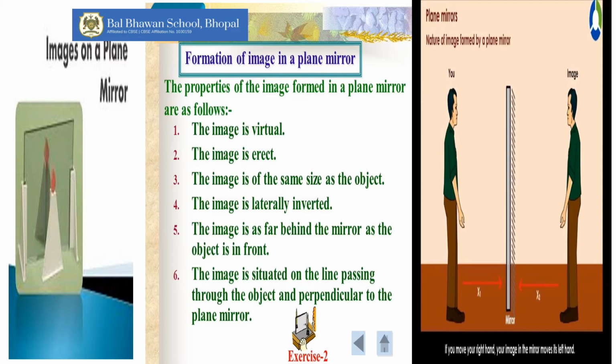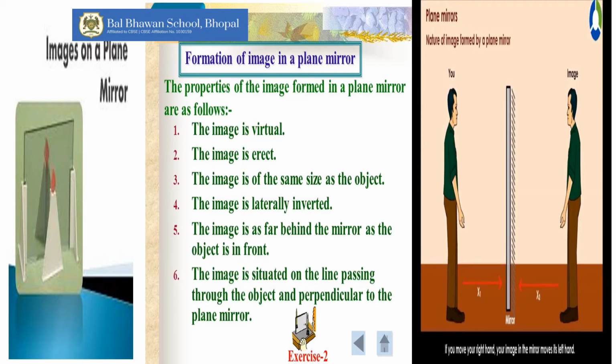Now, let us discuss what are the properties of the image which is formed by a plane mirror. Now, remember children, the image formed is virtual. That is, we believe that the rays, after reflection, are actually meeting at a point. The image is erect. Just look here, children, you can see the top of the image is the same like the top of the object, and the bottom of the image is the same like the bottom of the object. That is, the image is erect.